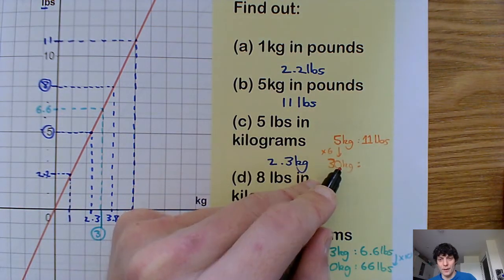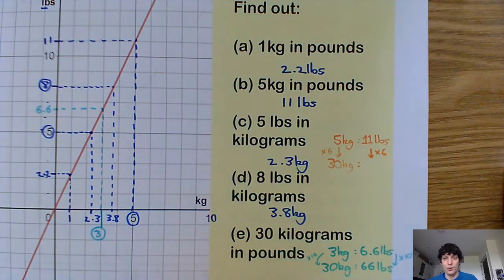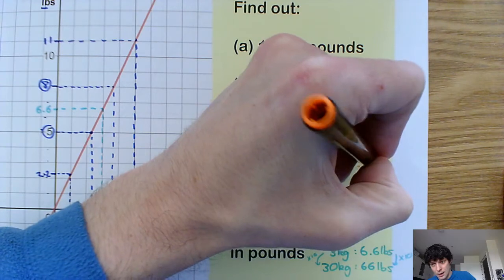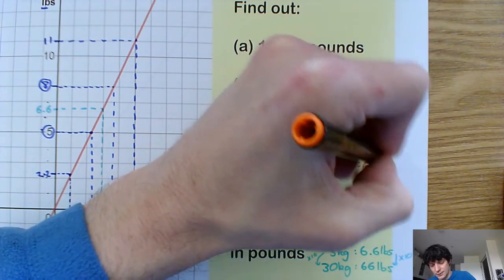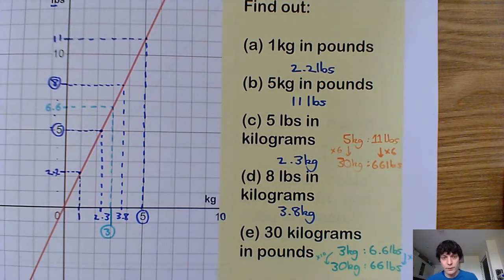So if I'm multiplying this side of my ratio by 6, I need to multiply the other side of the ratio by 6, and we get 11 times 6 is 66 pounds. So either way there, I've got an answer of 66 pounds. Sometimes if we do those questions 2 different ways, we might get slightly different answers, but they should be more or less the same.